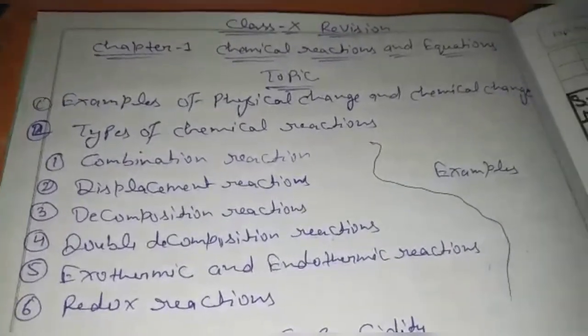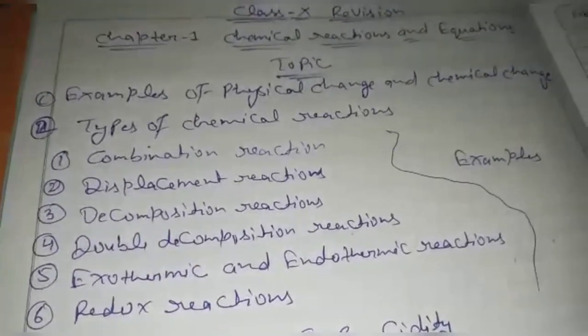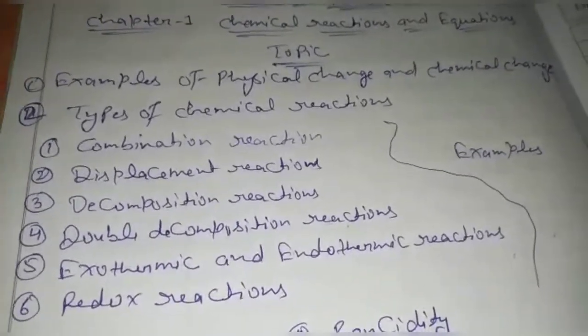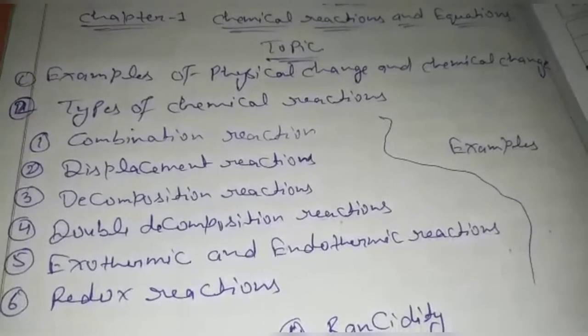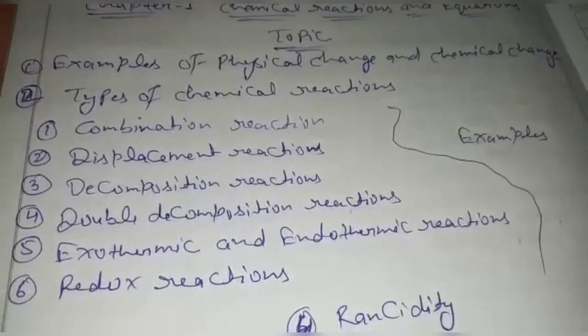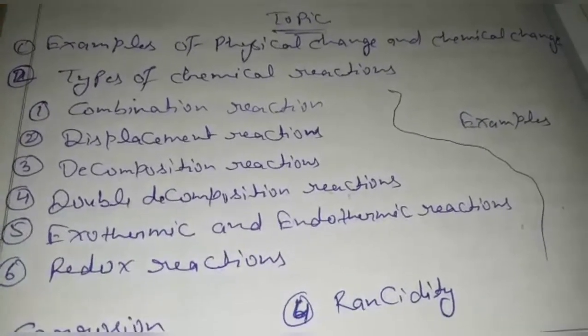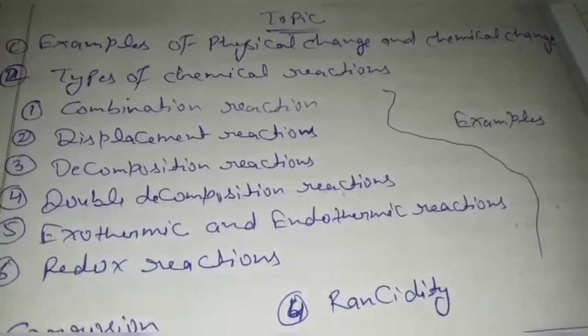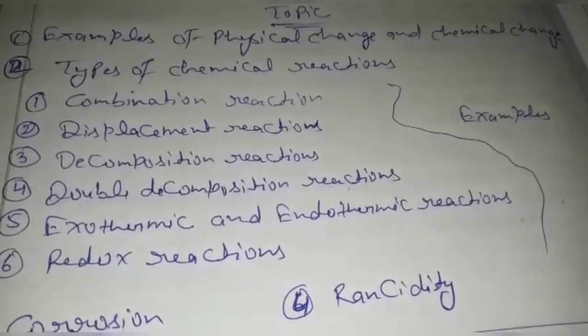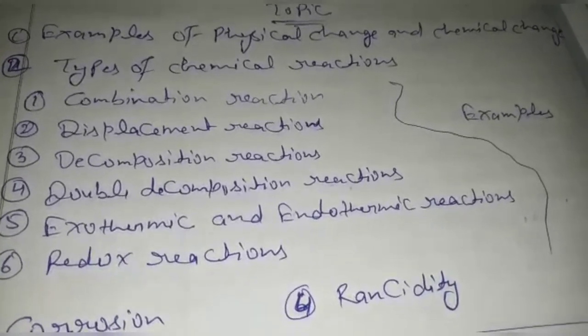Chapter first is chemical reactions and equations. You have to learn physical change, chemical change with examples. You have to learn definitions of combination reaction, displacement reaction, decomposition reaction, double decomposition reaction, exothermic reaction, endothermic reaction, and redox reaction with example.